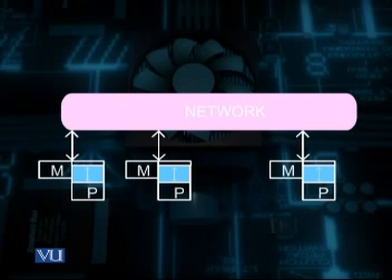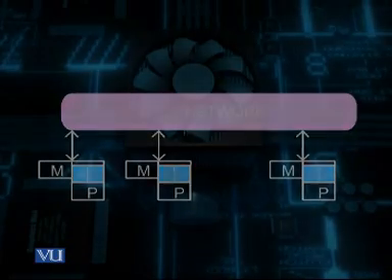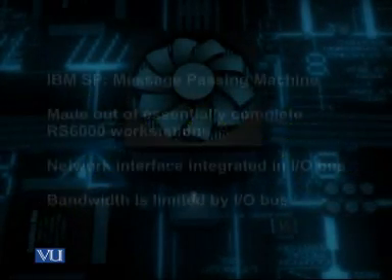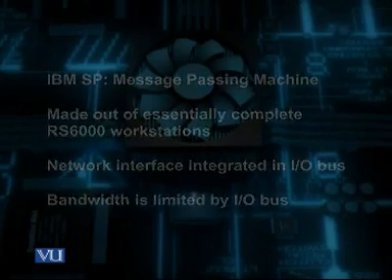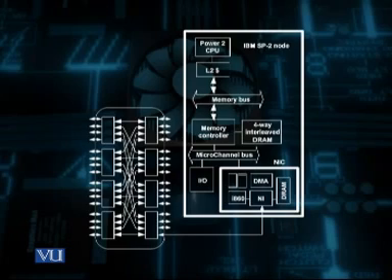A typical example of message passing machines is the IBM SP, which is shown over here. The IBM SP machine is made out of essentially complete RS6000 workstations. The network interface is integrated into the I/O bus, and this is an architecture where the bandwidth is limited by the I/O bus.